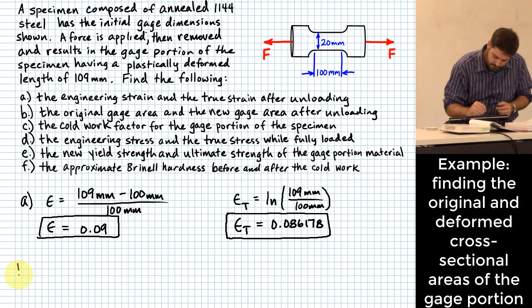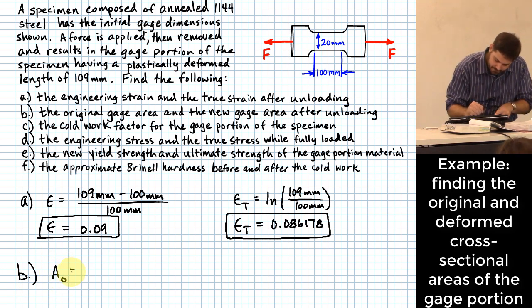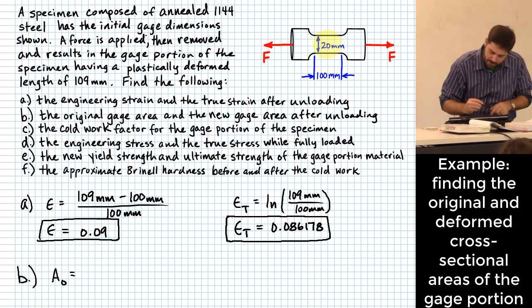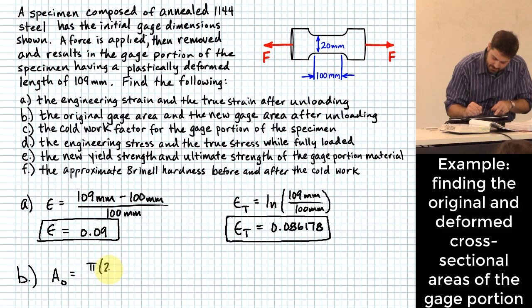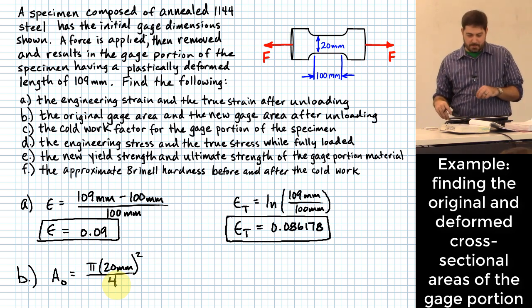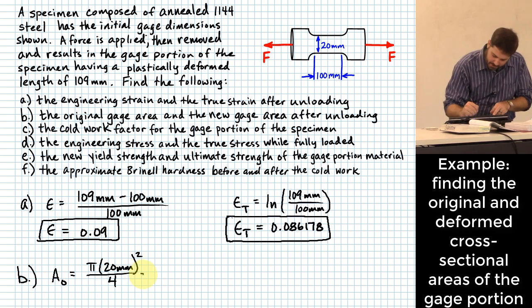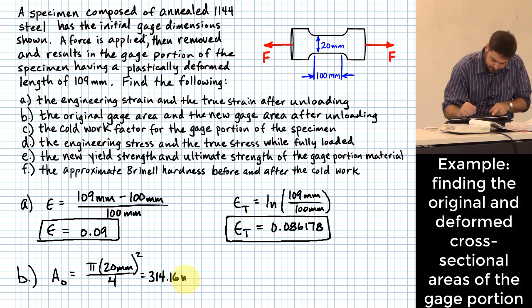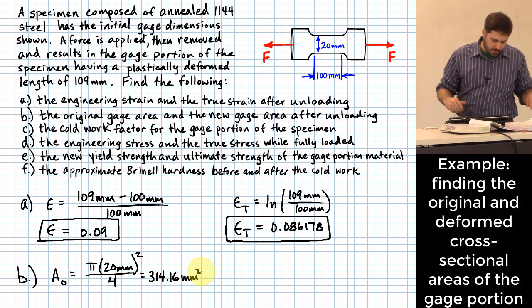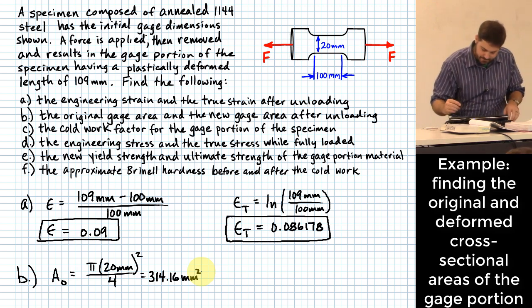Part B, the original gauge area and the new gauge area after unloading. Okay, so what's the original gauge area? 20 millimeter diameter. So we have pi times 20 millimeters squared over 4. That's not going to be earth-shattering for anybody. This ends up being 314.16 square millimeters.